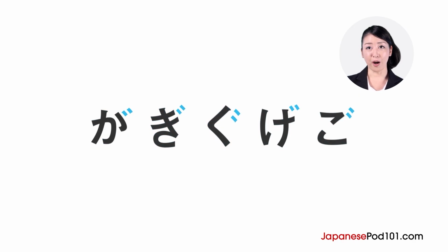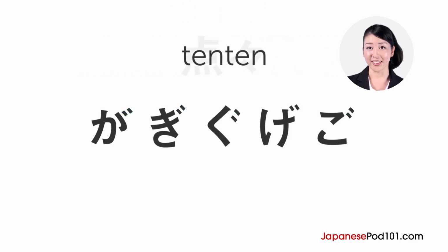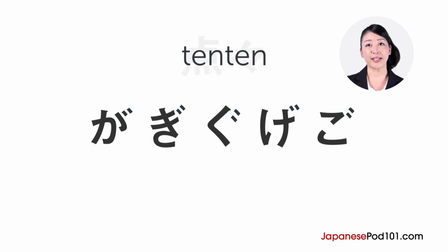When this little mark is added to the kana, it makes a different sound. Ga, gi, gu, ge, go. The formal term for this in Japanese is dakuten, but it's usually called tenten, which means dots. The tenten makes a sound voiced. Let's look at how this works in practice so you can see what I mean.